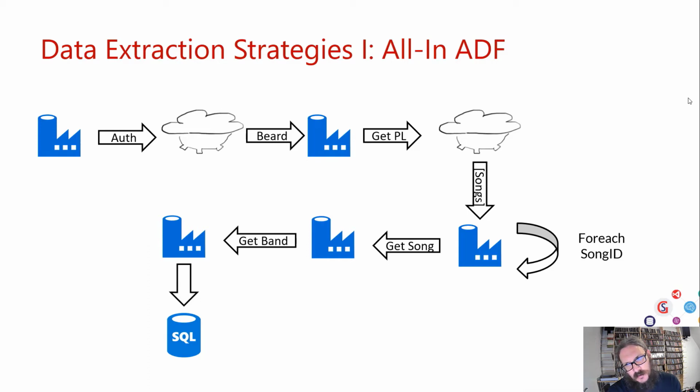Then, and that's at the right bottom, you would iterate those song IDs using a for each loop. And in that for each loop, you would have a web request to get the song by the ID. That would contain the band ID. And then you would have a web request to get the band from that ID, and you would persist everything. So that would be the first and, in many cases, even very suitable approach to query that data.